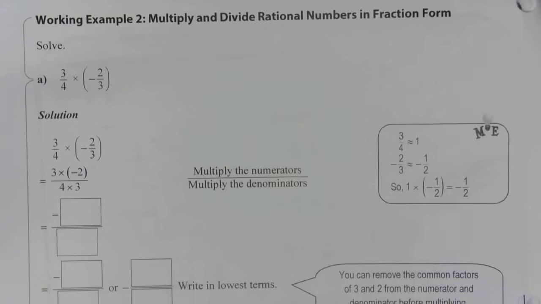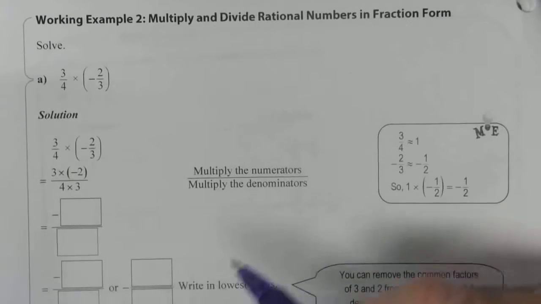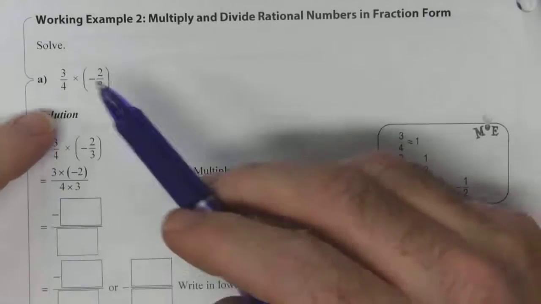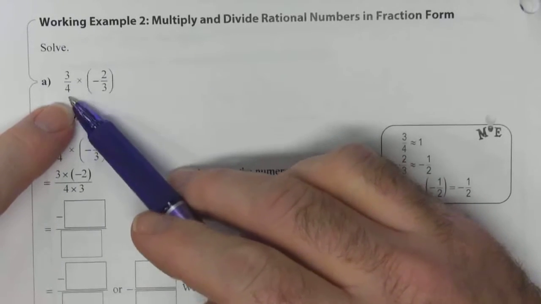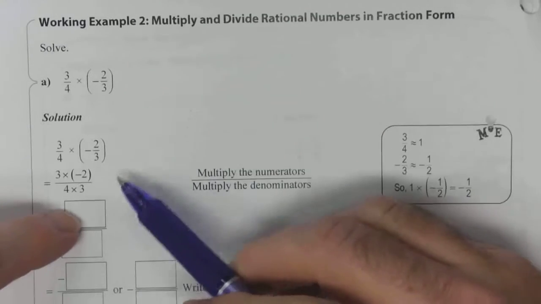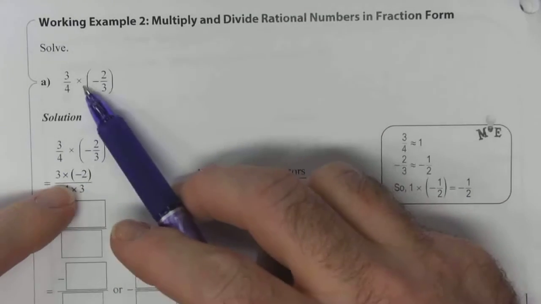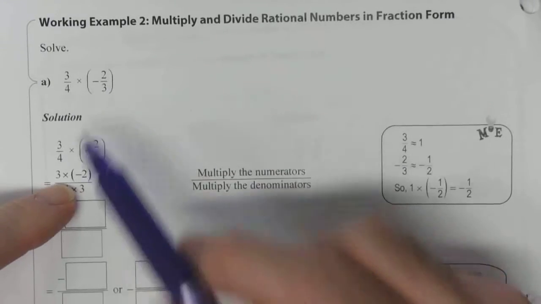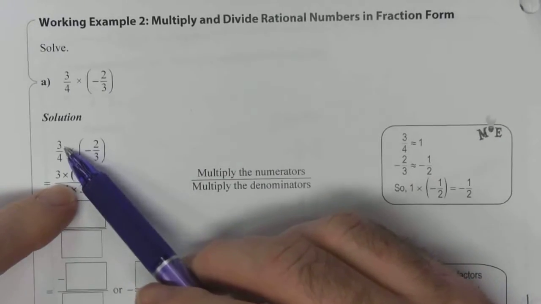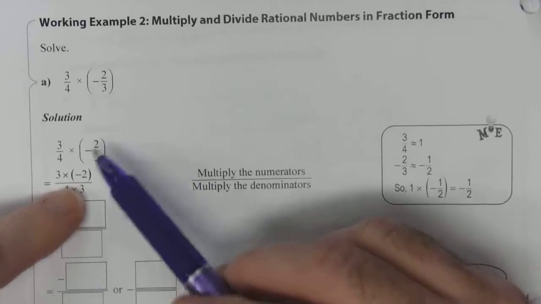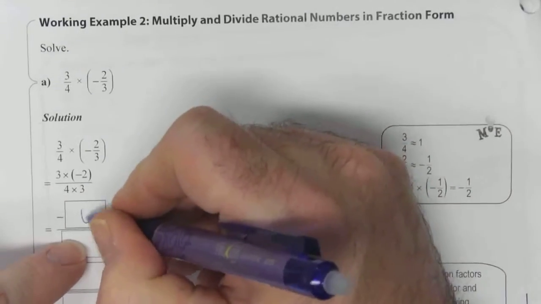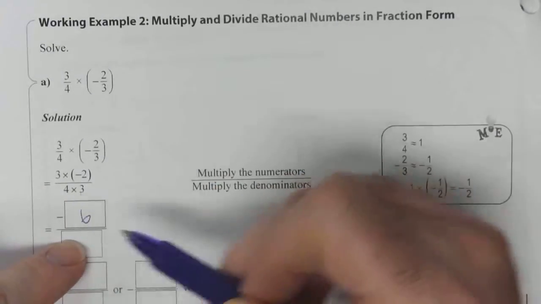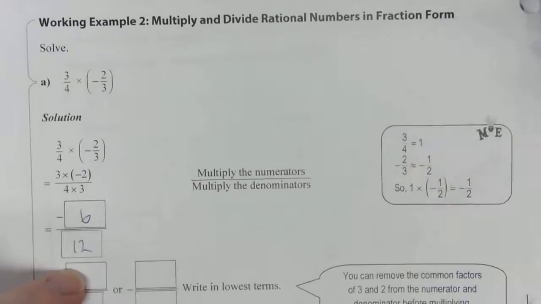Number 2, multiplying and dividing rational numbers that are in fraction form. So this will be a little bit faster to go through because we're multiplying and dividing. 3/4 times -2/3. Well, with multiplication of fractions, you multiply straight across, numerator to numerator, denominator to denominator. So in this case, 3 times -2 gives you -6, and 4 times 3 across the bottom gives you 12.